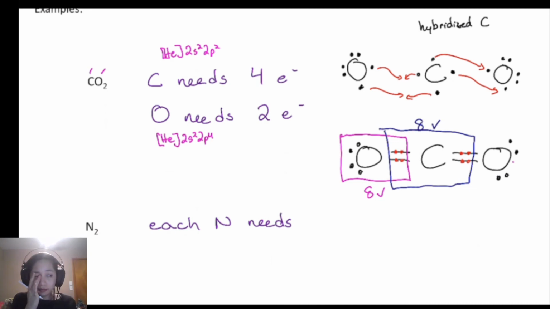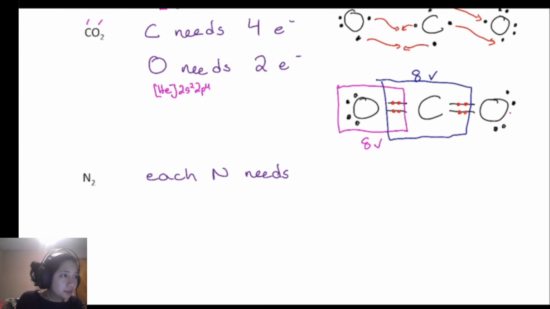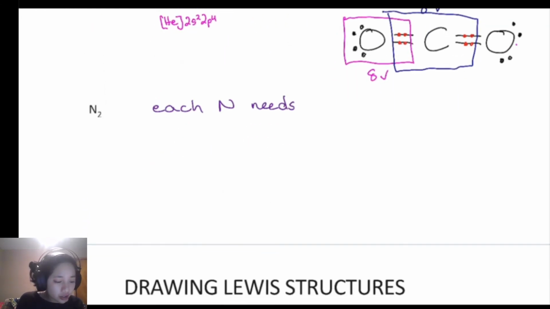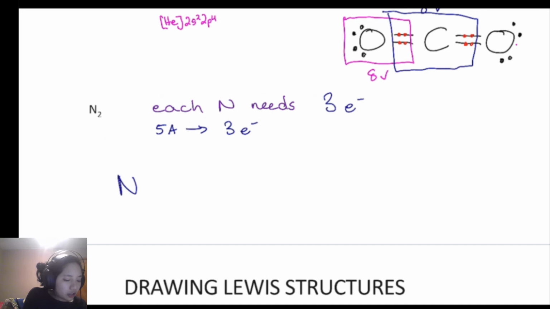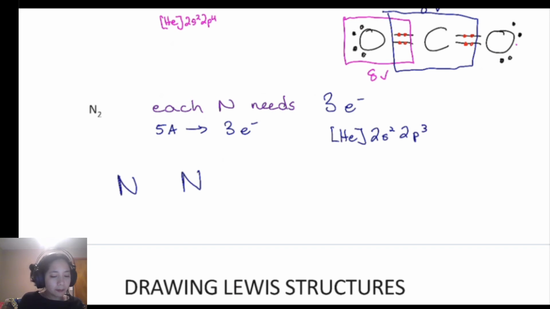All right. So this last example has to do with diatomic nitrogen. If you look at the periodic table, nitrogen is in group 5A, so each nitrogen needs 3 electrons. Let's draw the Lewis structure for each nitrogen and see how it comes together. So nitrogen is helium, 2s2, 2p3. I tried to take a shortcut, but I still have to write the electron configuration anyway.